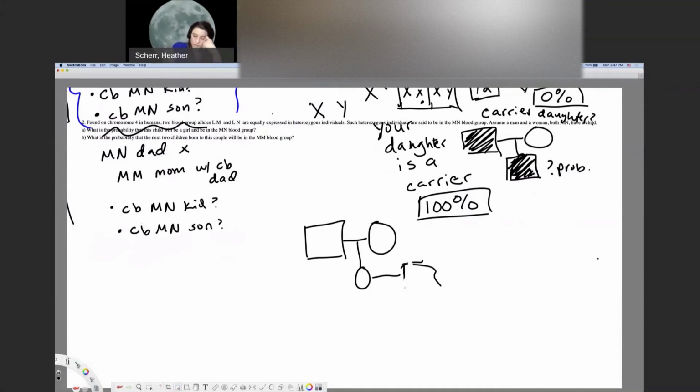So you don't have to draw the pedigree to figure this out, but I just thought it would be nice to look at some pedigrees too. This is exactly the same thing. So I could represent it in words, or I could give you a pedigree.